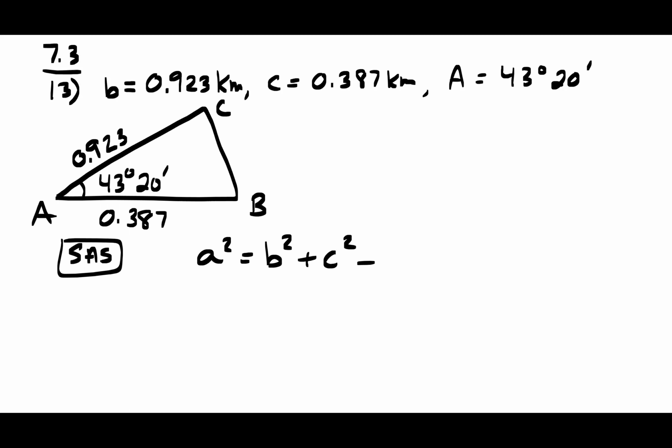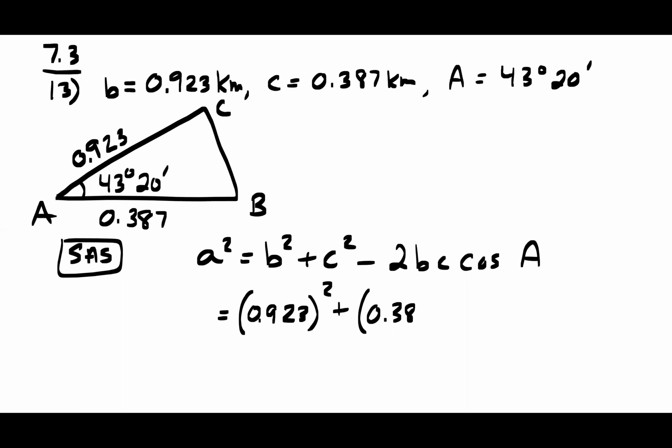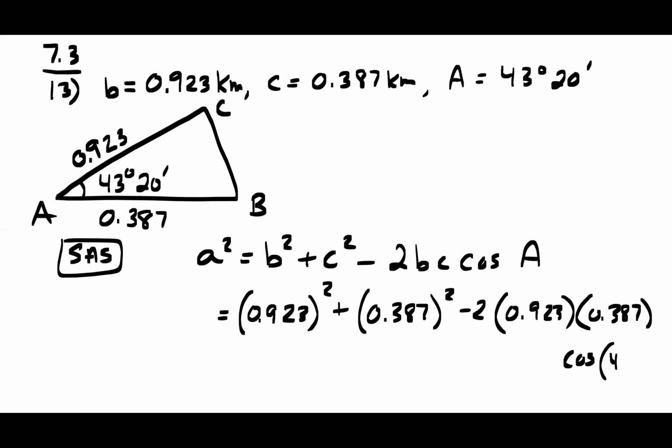Then we subtract 2 times b times c, and then we have the cosine of the angle that's opposite the side we're trying to find. So cool, let's punch all this in. I think we had no issues through this, and I think I know what the issue is here. Let me punch this in real quickly: 2 times 0.923 times 0.387, running out of room here, times cosine of 43 degrees, 20 minutes.